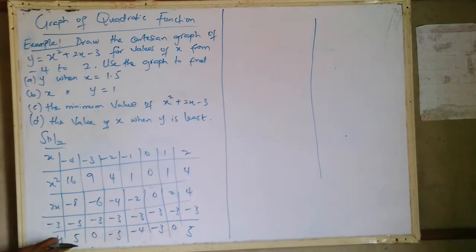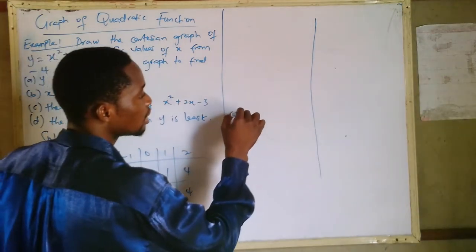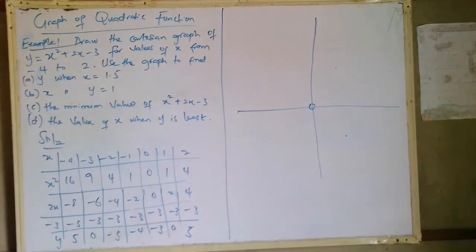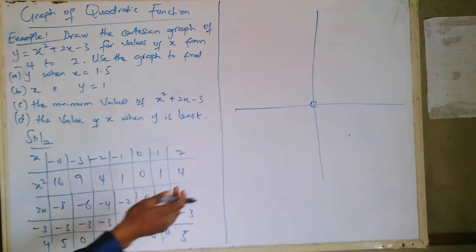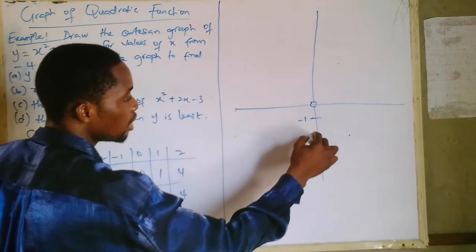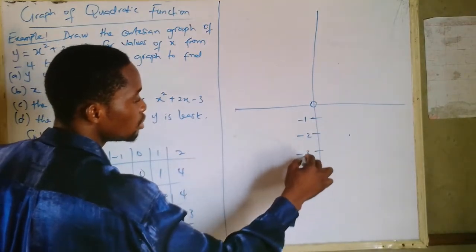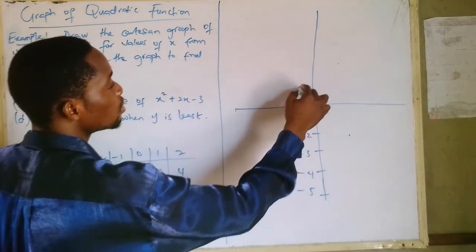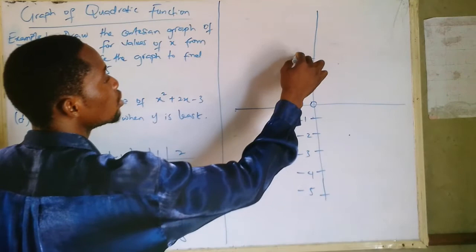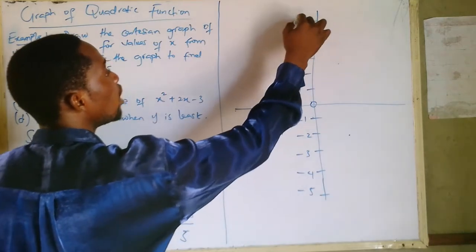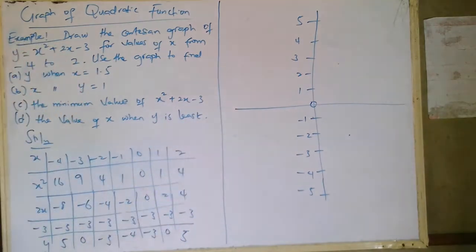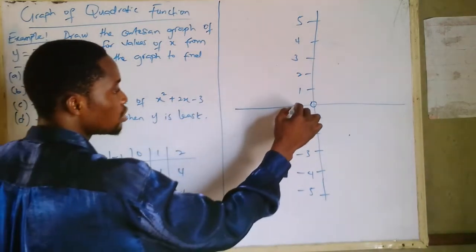Now, how do I plot my x graph? Since the highest is 5 and the lowest is minus 4, I can still have something like this. Remember, this is my origin. I can use one unit: minus 1, minus 2, minus 3, minus 4. I can just stop this at minus 5. I have this as 1, 2, 3, 4, 5. Remember, this is a rough sketch. On your graph, you'll be able to get it very well. Now, in this case also, I'm going to use one unit.